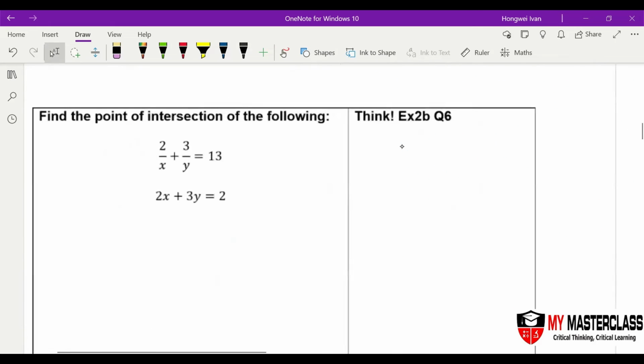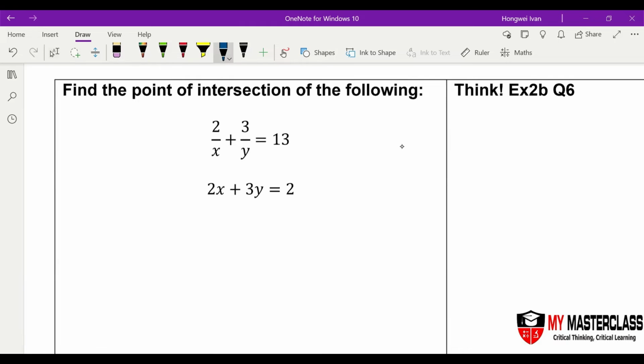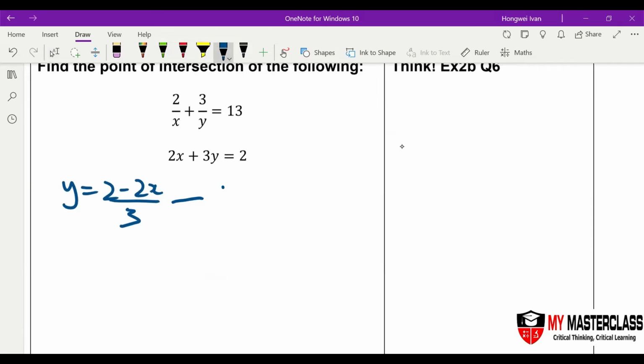So you see, you must know which one is the linear one. Which one is the linear one, Raiden? The first one or the second one? Second one. So always take the linear one. You can make y the subject also, or you can make x the subject. So y is equal to 2 minus 2x/3. So take the linear one and always make it the subject.